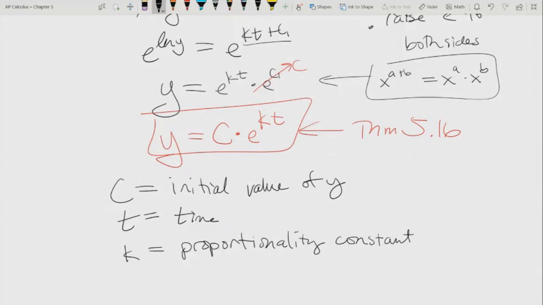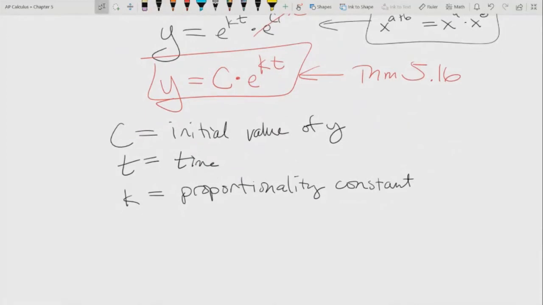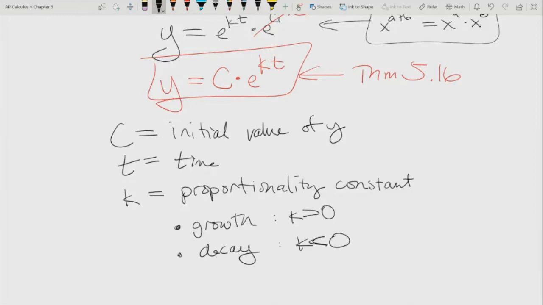So the interesting thing about this, when we're considering what k means here: we get growth if k is greater than 0. If your proportionality constant is greater than 0, our initial value, C, is going to grow. It'll get bigger over time. And we're going to get decay if k is less than 0, if it's negative. So it means we're getting population die off, or we're losing money in an account at a certain rate.